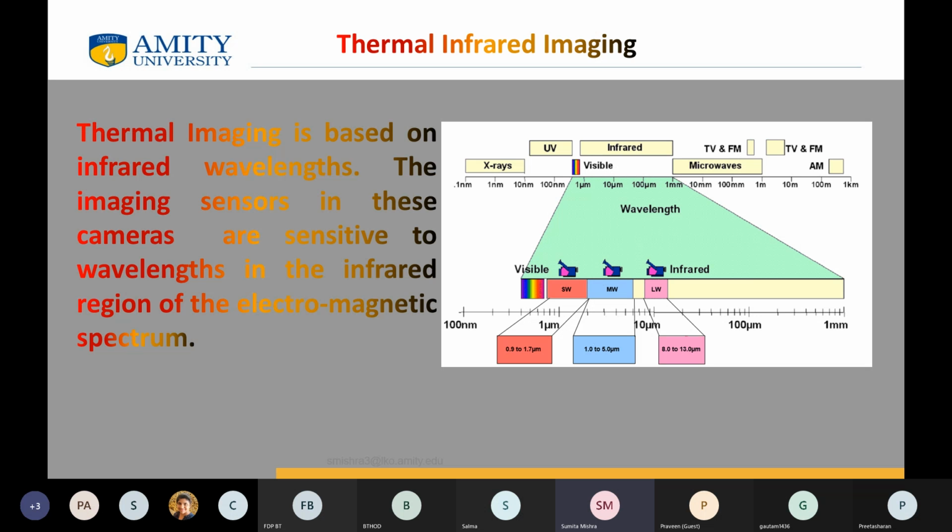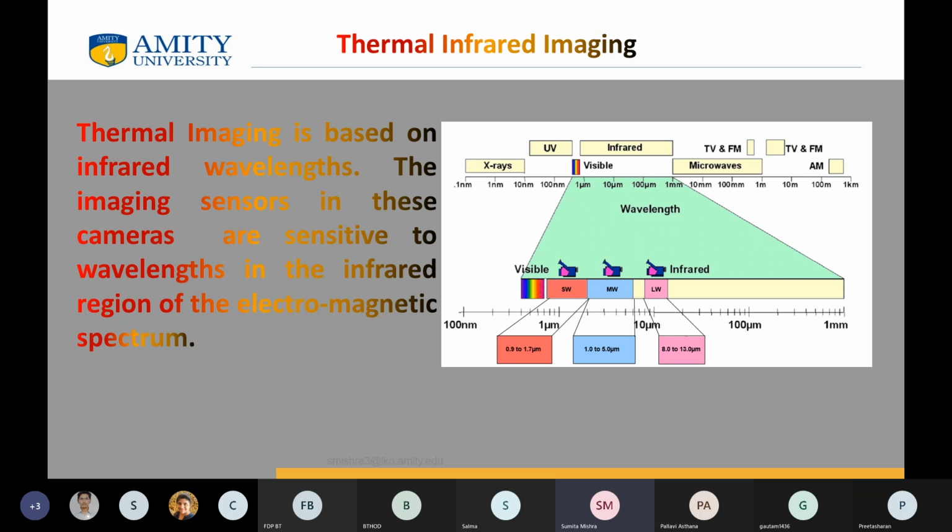How this technology is used: basically, every object that we see around us emits IR radiation. The intensity of radiation emitted will be proportional to the temperature of the object. That means that if you have a hot object, it will emit more IR radiation, and a cooler object emits less radiation. Sensors in a thermal camera capture these emitted radiations, and that is the reason this kind of technology works in complete darkness also.